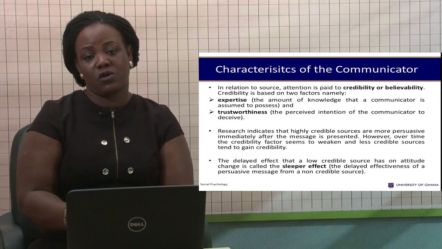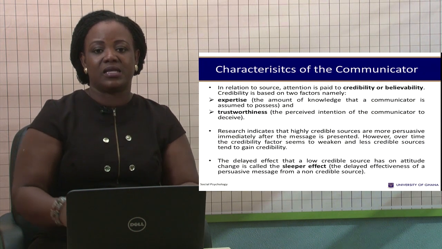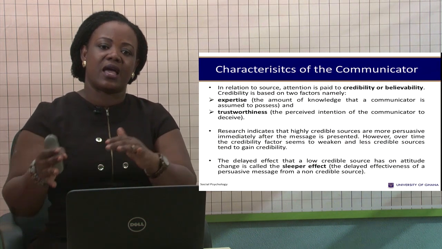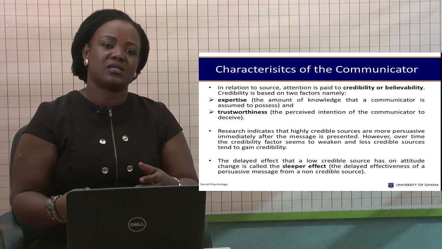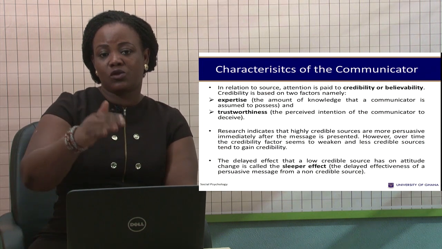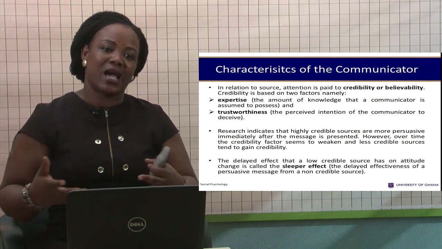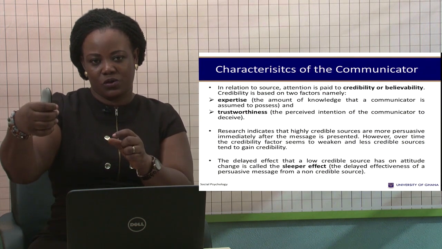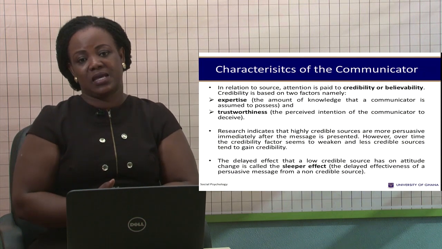The only challenge with the communicator is what we sometimes have that is referred to as a sleeper effect. The sleeper effect is when there is a delayed effect between a low credible source and when the attitude is required to be changed. For instance, an expert puts out information, and perhaps before it gets to the final source, it goes through other means, other persons who may have altered the information. So over time, people get the information but delink it from the source. And that may alter the attitude they have, the way they receive that kind of information.